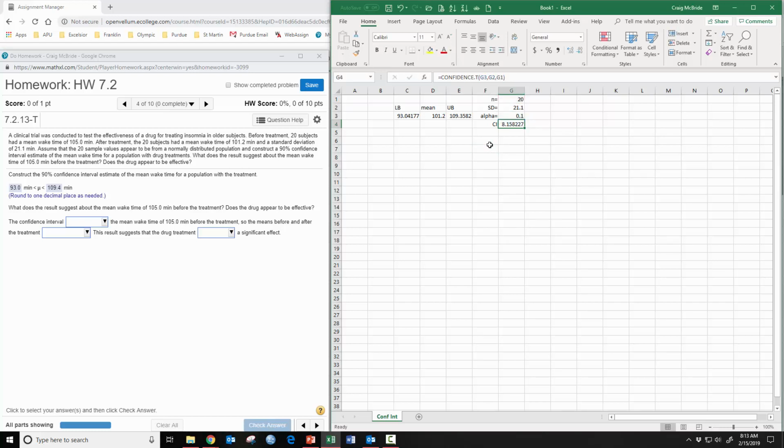So all I have to do is just change the numbers and then I can answer the next question. This one gave me a mean of 101.2, right? Gave me a standard deviation of 21.1, told me my sample size was 20. It wanted me to compute a 90% confidence interval. If I'm at a 90% confidence interval, that means my alpha is always 1 minus my confidence level. So 1 minus 90% leaves me with 10%. There's my 0.1. I plug all that in.